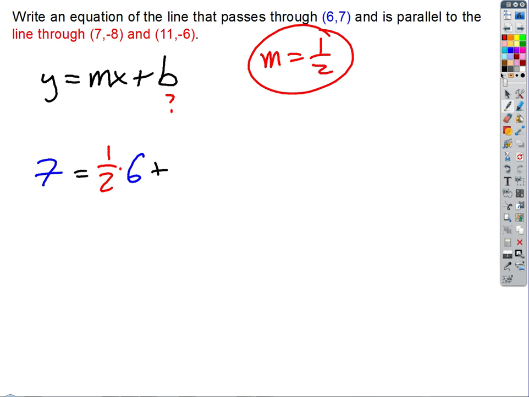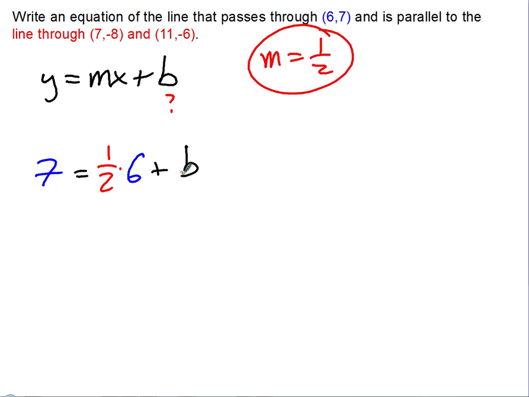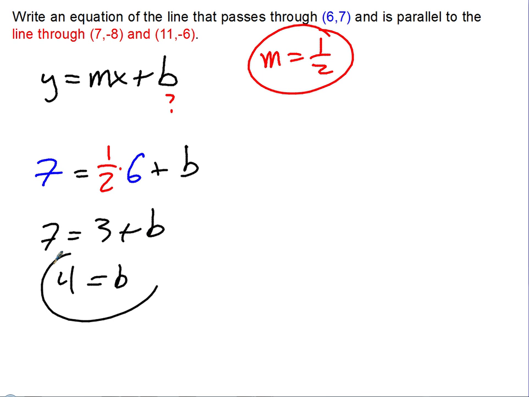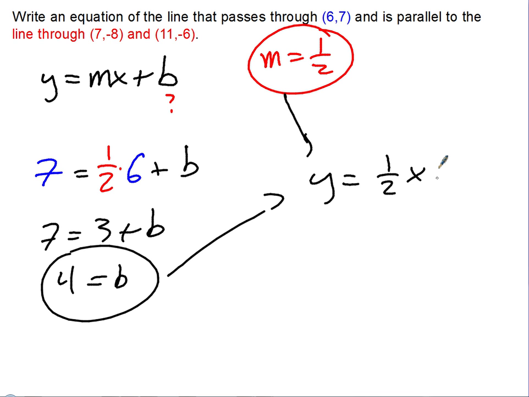plus b, right? And what's 1/2 times 6? 3. So 7 equals 3 plus b. Last step, subtract 3. B equals 4, m equals 1/2. So our answer is just y equals m 1/2 x plus b 4. Easy enough.